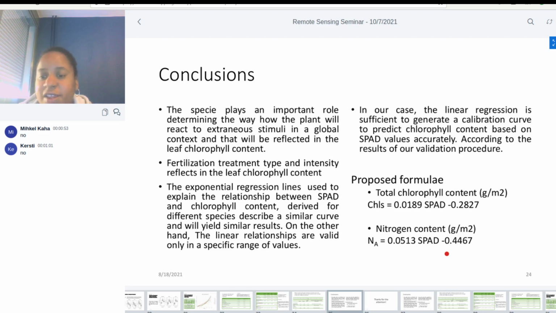On the other hand, the linear relationships are valid only in a specific range of values. And in our case, the linear regression is sufficient to generate a calibration curve to predict chlorophyll content based on SPAD values accurately, according to the results of our validation procedure. And here we have our proposed formula to predict total chlorophyll content with the linear regression, and nitrogen content as well.